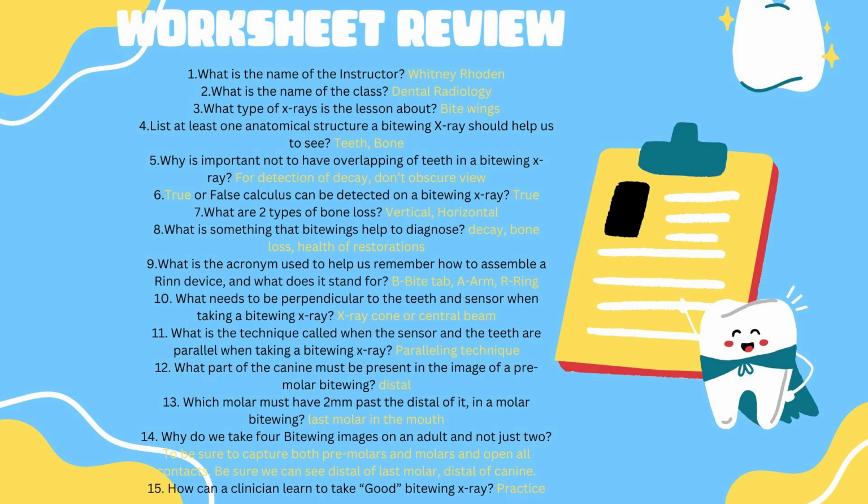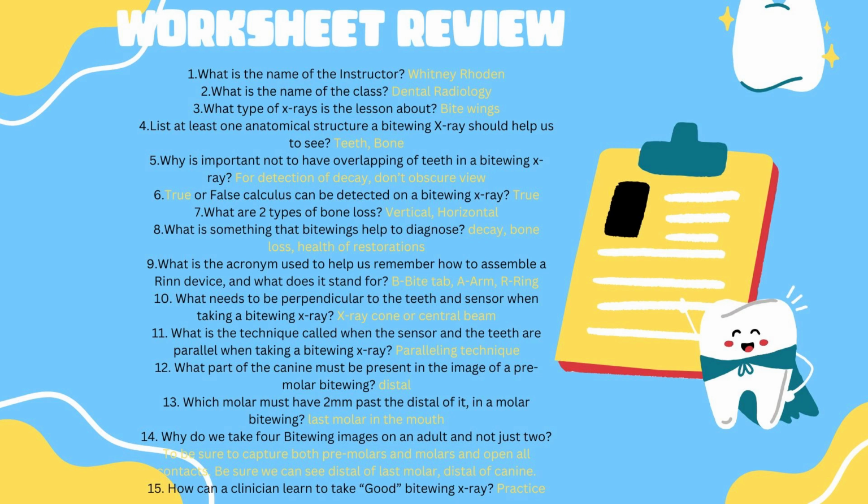Number 12, what part of the canine must be present in the image of a premolar bite wing? The distal. Number 13, which molar must have 2 millimeters past the distal of it in a molar bite wing? Well, the last molar in the mouth. And that's kind of a trick question because a lot of times you want to say the second molar, but somebody might be missing the second molar, or they might have a third molar, and then it would be 2 millimeters past the third molar. So no matter what, it's behind the last molar.